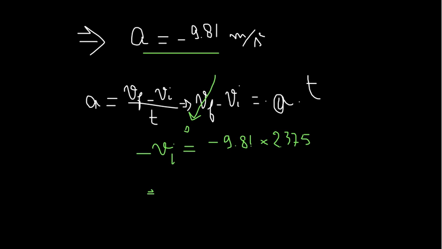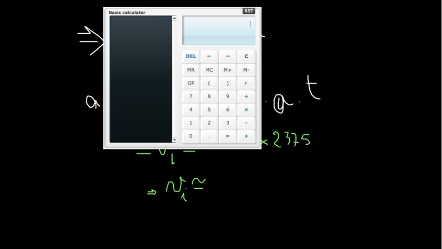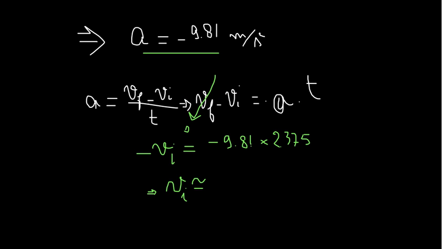So let me do it quickly. 2.375 times 9.81, and this gives me 23.29. So almost 23.3. 23.3, and it's a speed. So what is the unit of it? Meters per second. Okay, great.